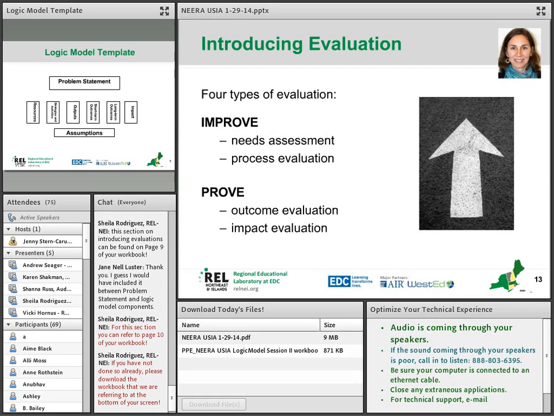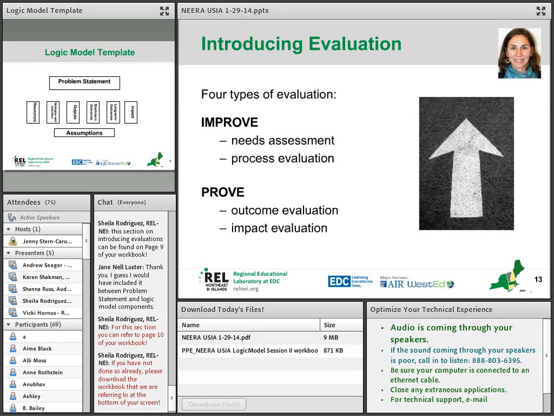In the improve category, there are needs assessments, and these are the types of evaluations that generally determine what would be needed at the onset of building a program and help to set the priorities. And these types of evaluations may even be conducted prior to the construction of a logic model and help to clarify what the problem is that would then generate the logic model.